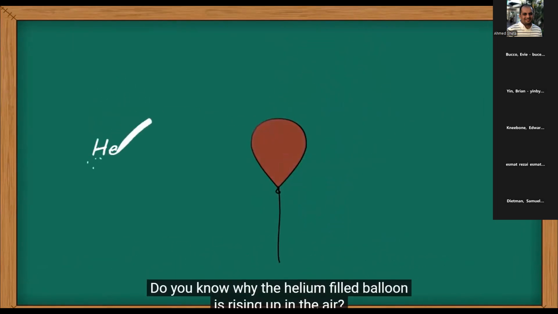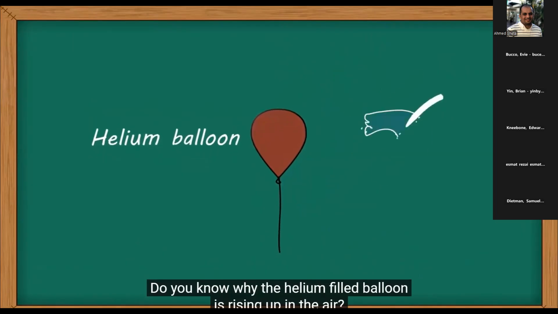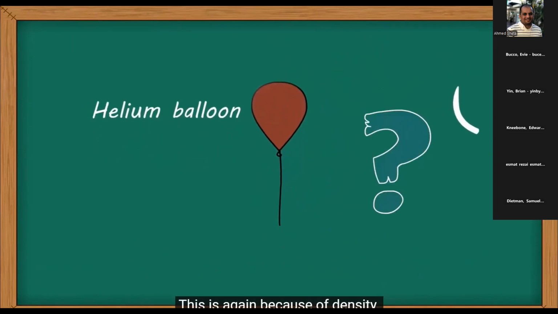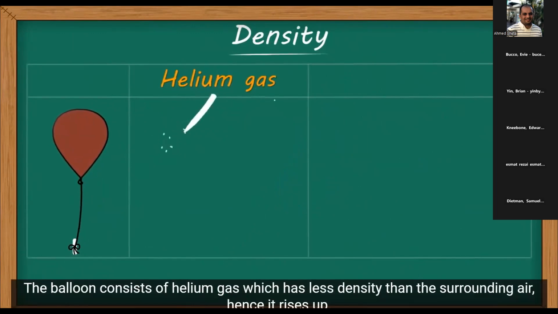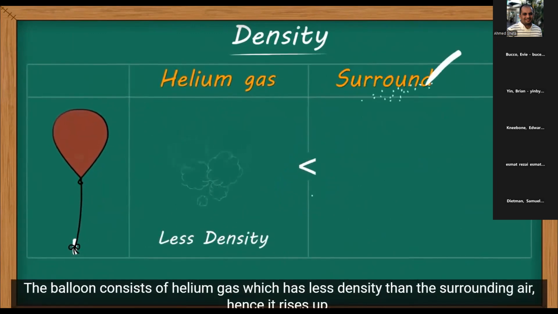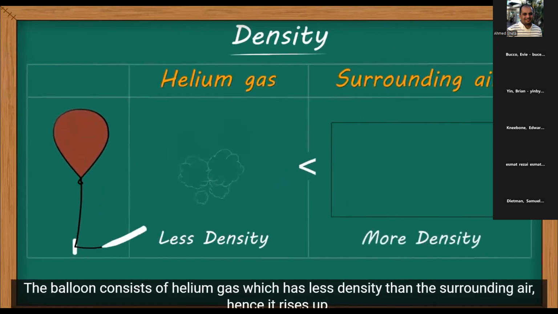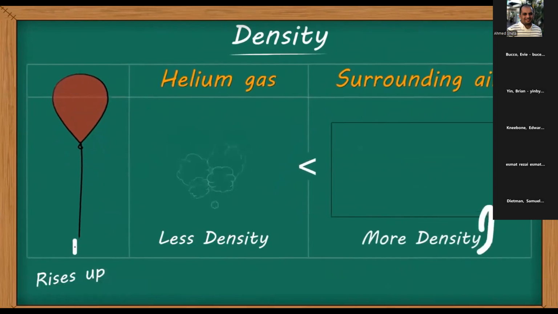Do you know why the helium-filled balloon is rising up in the air? This is again because of density. The balloon consists of helium gas, which has less density than the surrounding air. Hence, it rises up.